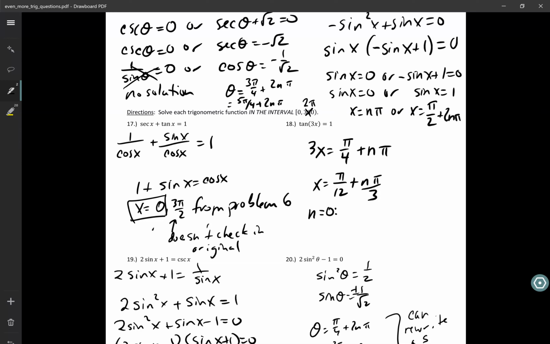So when n equals 0, I get pi over 12 plus, I'm sorry, plus a 0. That gives me pi over 12. Let me write it as x equals. When n equals 1, I get pi over 12 plus a pi over 3. That's 4 pi over 12 plus another one. So I have x is 5 pi over 12.